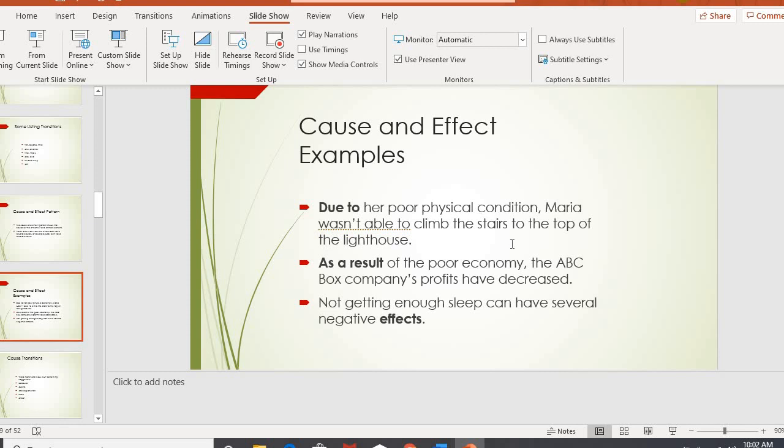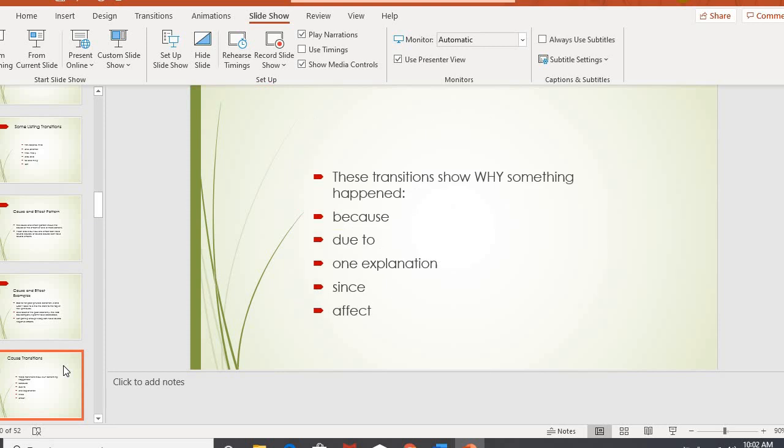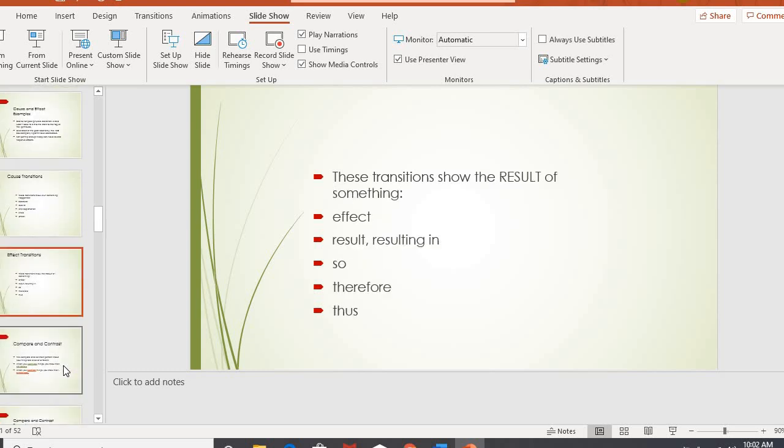Due to her poor physical condition, Maria could not climb the stairs. As a result of the poor economy, the box company's profits decreased. Not getting enough sleep can have several negative effects. You'll know an author is using cause and effect if they use words like because, due to, effect, or they may say things like as a result, therefore, as an effect. That's how you know an author is using cause and effect.